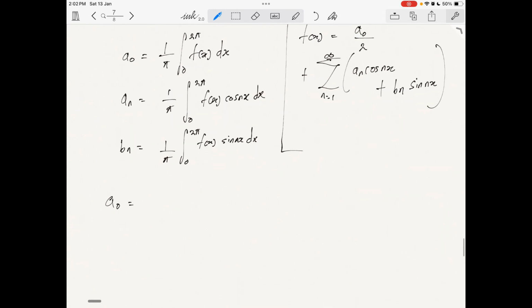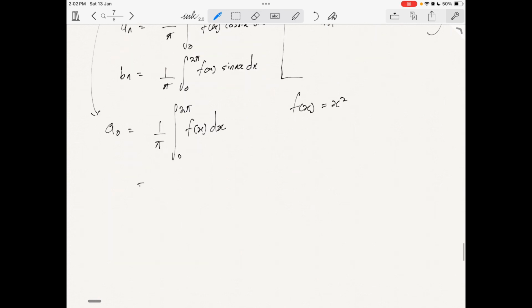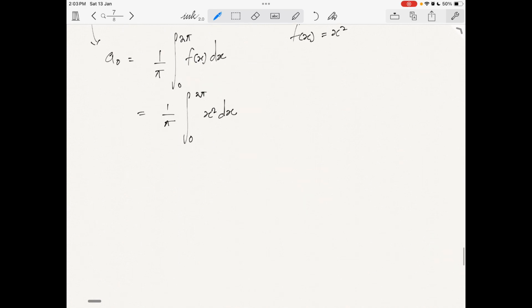The a0 from this formula is 1 over pi integral of 0 to 2 pi f of x dx. Now f of x is equal to x squared. So this is 1 over pi integral of 0 to 2 pi of x squared dx. Now this will give us 1 over pi. Integrating x squared, we have x cubed over 3 from 0 to 2 pi. And we now add our upper limit and subtract it from the lower limit.